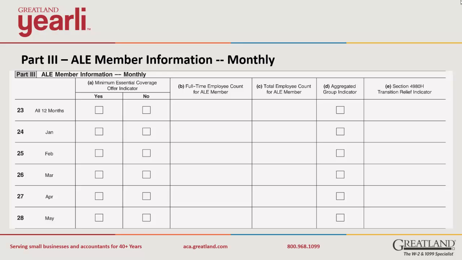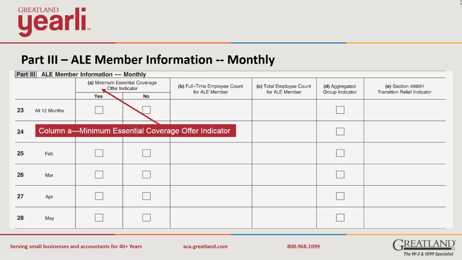Part 3 is used to report monthly employer level data. For 2015, if an employer offers coverage to at least 70% of its full-time employees and their dependents, check yes in column A. There are other types of transition relief available that would allow an employer to check yes in this column as well. I highly recommend that you read the 1094-C instructions from IRS to learn about the other types of relief.